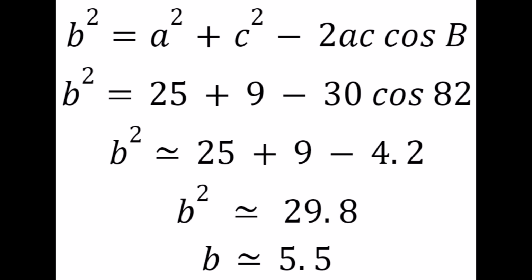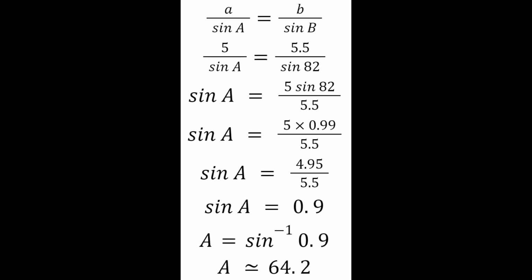Using the law of sines, we can find angle A. The law of sines, specifically the part that we are using, says that A over sine A equals B over sine B. Substituting in the things we know, we have that 5 over sine A equals 5.5 over sine 82. Using cross multiplication, we get that sine A equals 5 sine 82 over 5.5. The sine of 82 degrees is about 0.99. 5 times this is 4.95. Dividing by 5.5 gives us 0.9. Finally, taking the inverse sine of this gives us about 64.2 degrees.